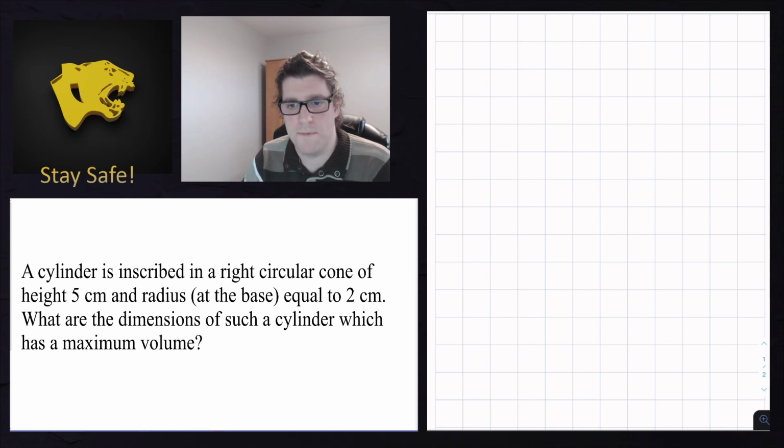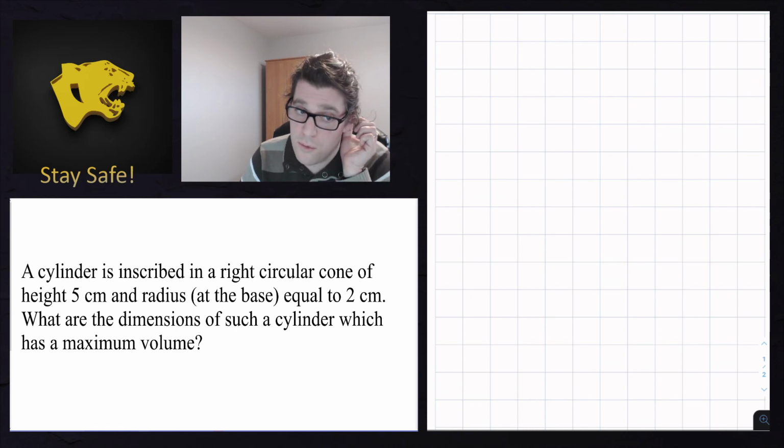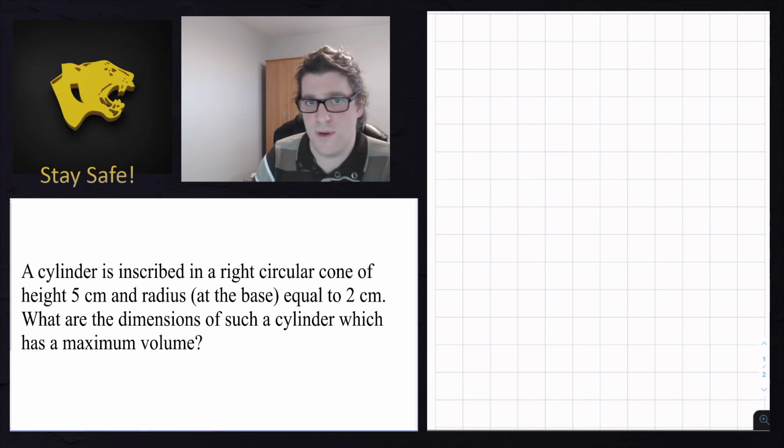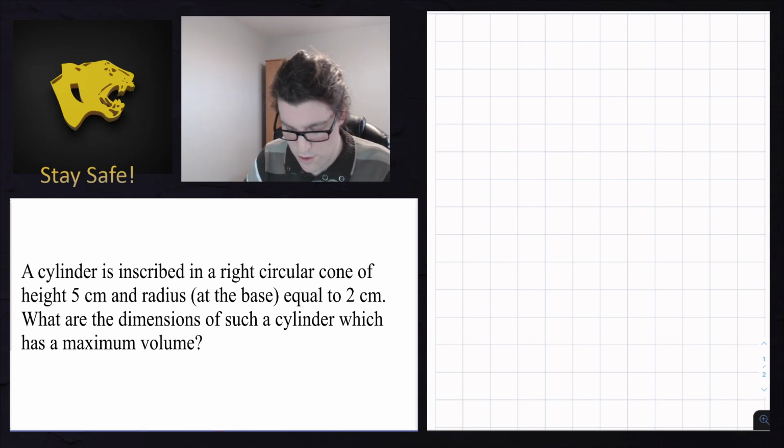So the first one: a cylinder is inscribed in a right circular cone of height 5 centimeters and radius at the base equal to 2 centimeters. What are the dimensions of such a cylinder which has maximum volume? So we're going to maximize the volume. That's basically the entire process here.